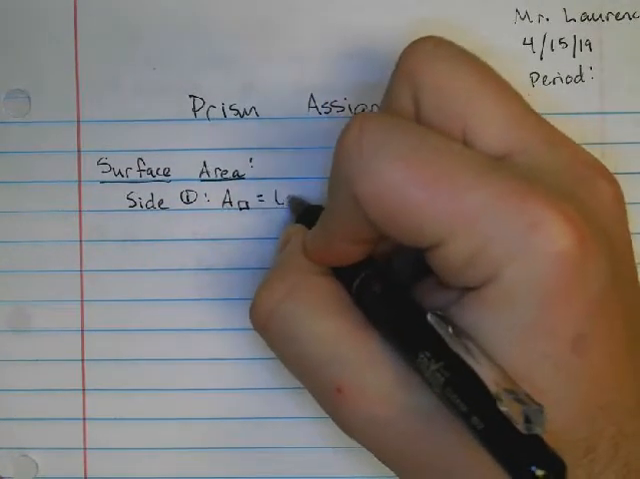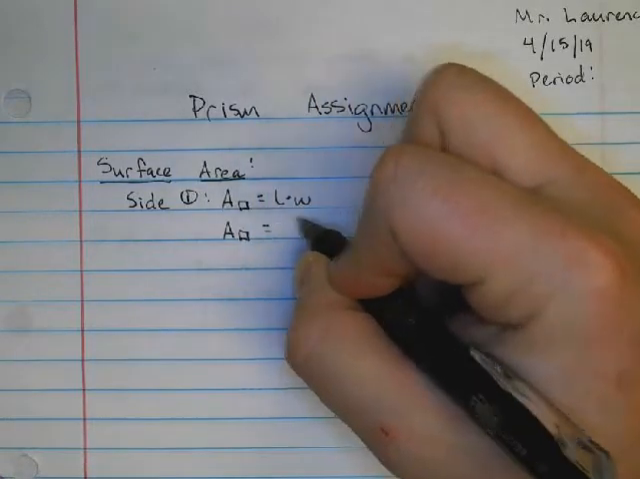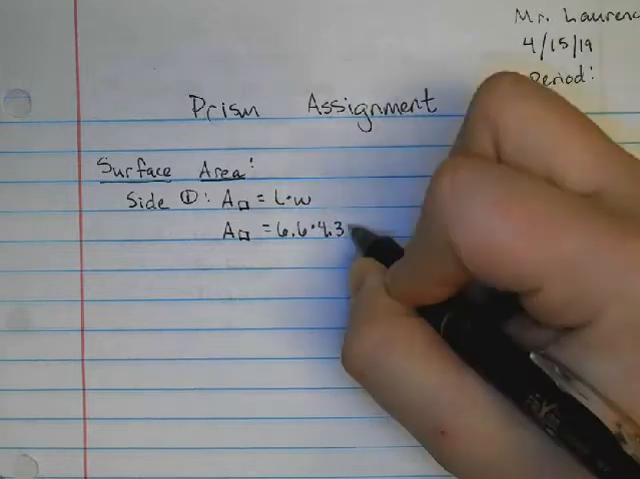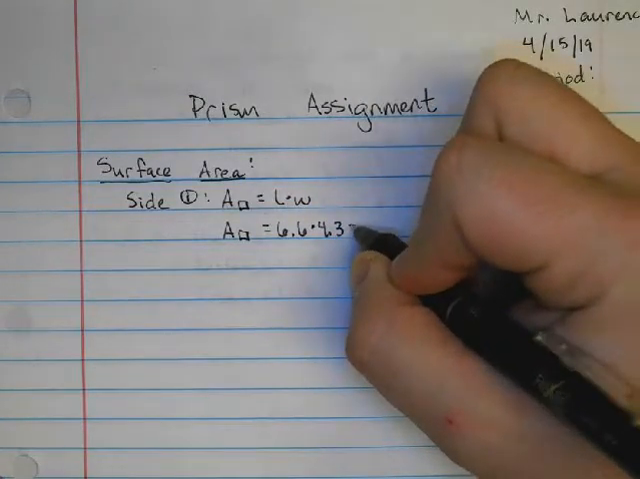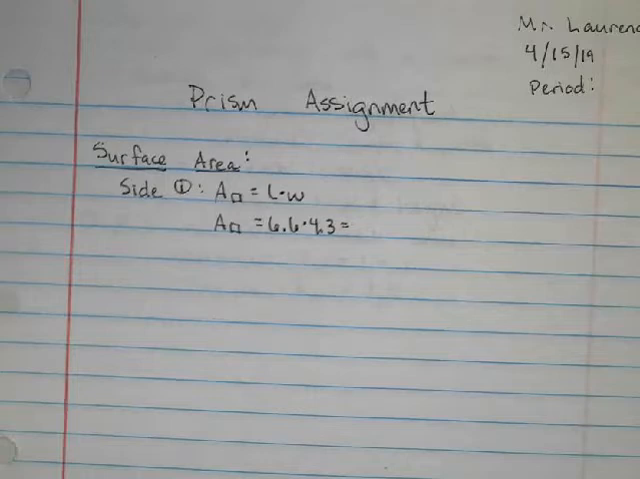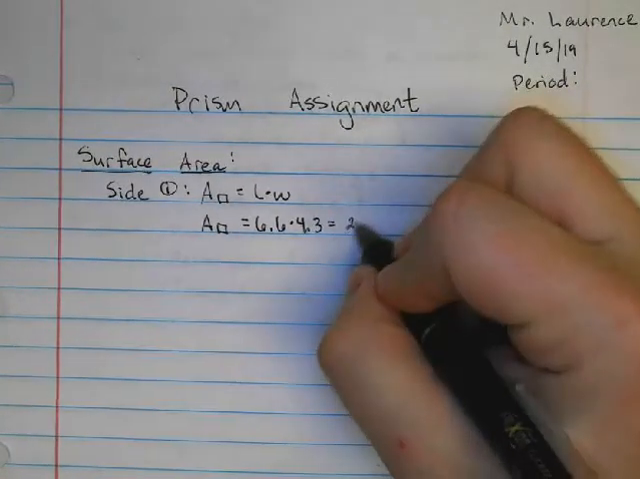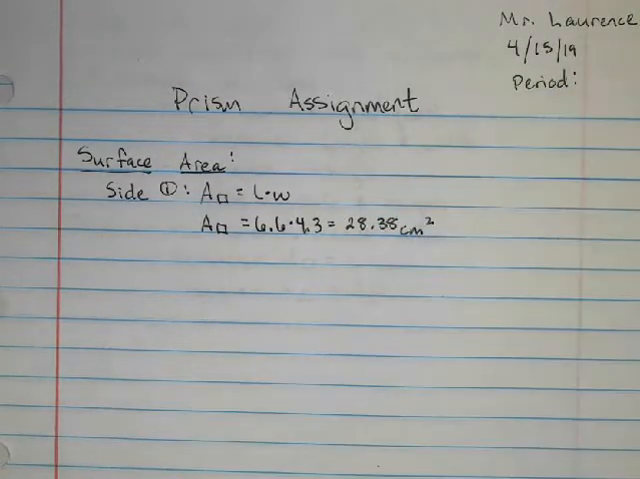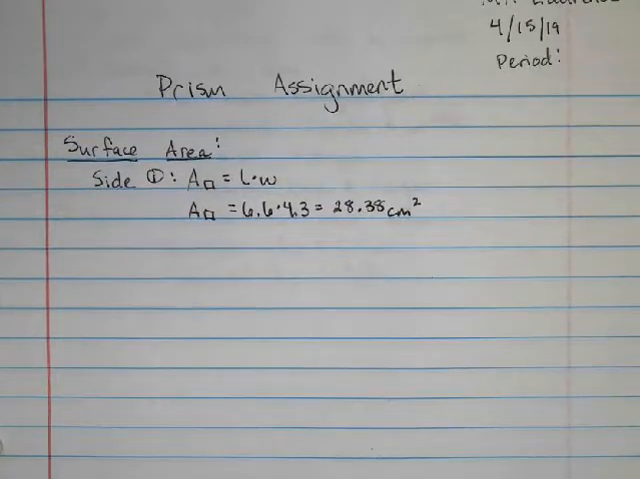We know our formula is length times width. So we'll plug in our numbers, and we'll get 6.6 times 4.3, and then that will equal, we'll use a calculator to help us with our calculations, 6.6 times 4.3, and we get 28.38, and this is area, so we have to do centimeters squared.